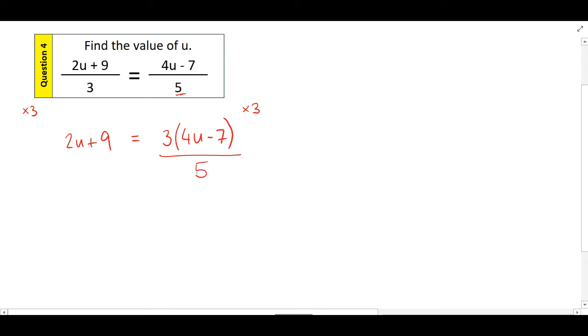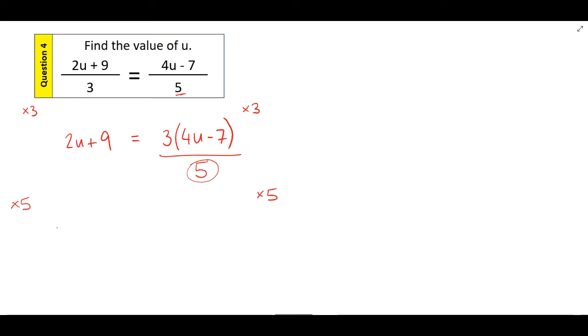So I now want to, we're getting one step closer, one thing at a time. I now want to get rid of that, because that whole thing, 3 lots of 4u minus 7, and then we've divided by 5 because of BIDMAS or BODMAS. That dividing by 5 is the last thing we would have done. So to undo that dividing by 5, I'm going to times that side by 5. And if I do that, I have to times this side by 5 as well.